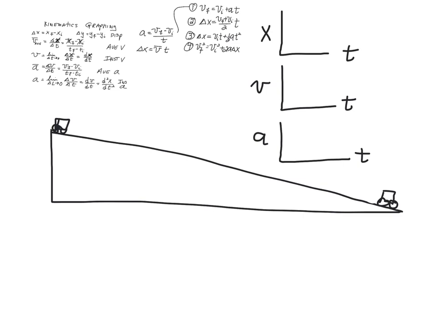So here's a familiar situation, a cart rolling down a ramp at a certain angle. We did it in lab. And one way of understanding or visualizing this motion is to graph it. And there's 3 different graphs we could do. We could graph the position versus time. We could graph its velocity versus time, or we could graph its acceleration versus time.